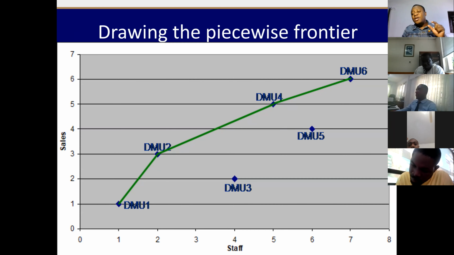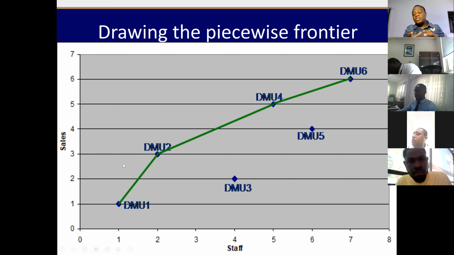extremes. That is why DEA is sometimes called extreme value analysis or outlier analysis. You've got to take note of these points. You are picking the ones on the outliers and using them to construct the frontier. You are drawing a line, so these lines are piecewise linear lines.